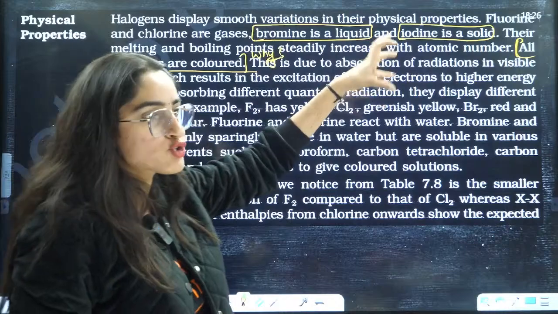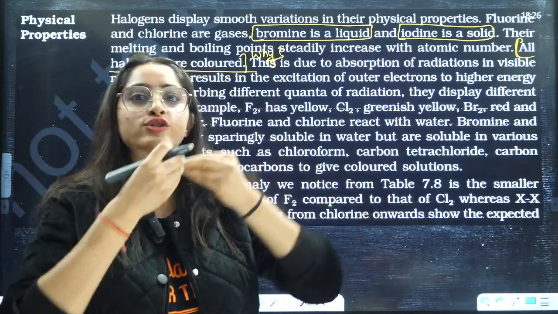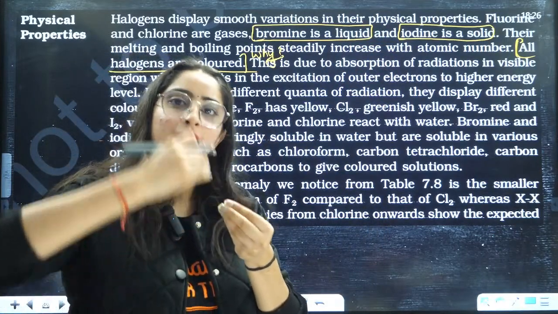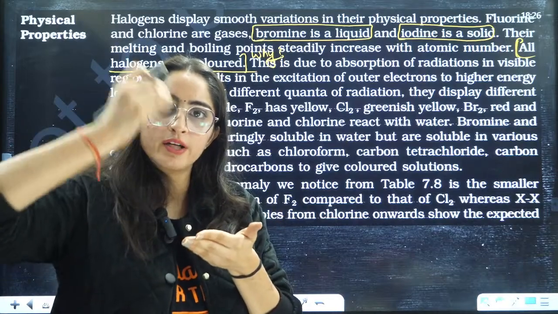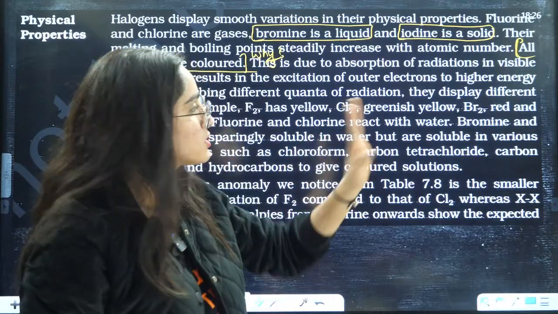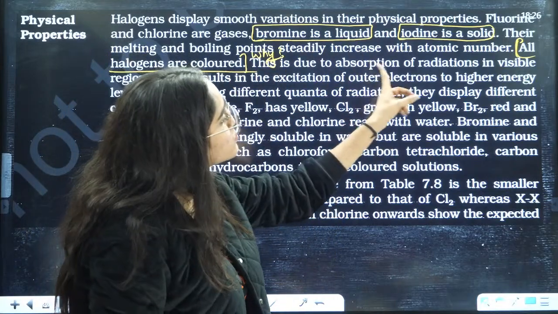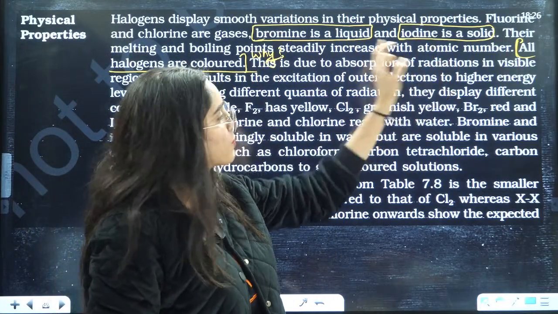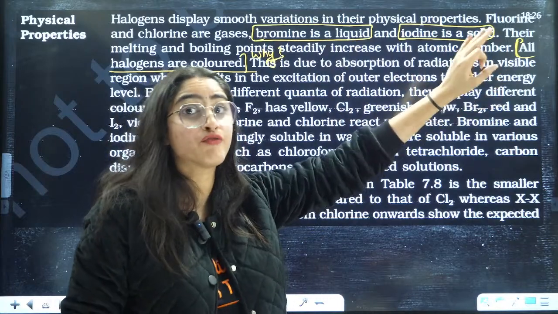It is due to absorption. We know that they will absorb, then there will be electronic transitions. It will come back and give complementary colors. The same thing that they are talking about. This is due to absorption, not adsorption, absorption of radiation in the visible region.